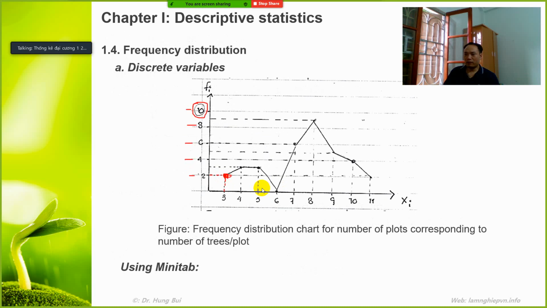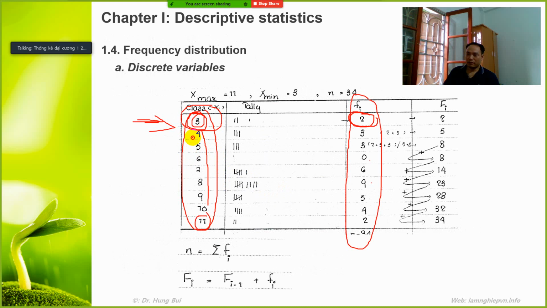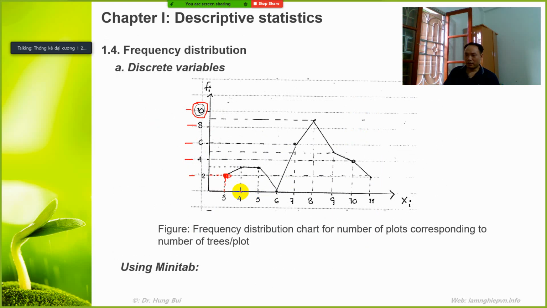Now we move to the second class. So the second class, xi is 4 and Fi is 3. So we draw the second dot. Xi is 4, 4 here, and Fi is 3. 3 is in between 4 and 2, so we just take the middle value, and then we got the second dot for the second plot. And so on, and so on.